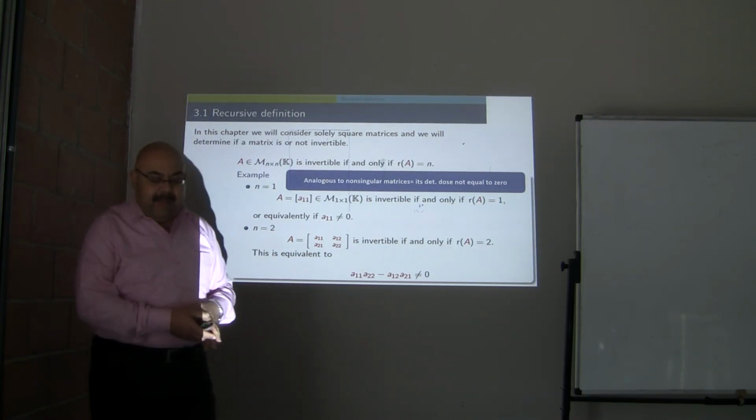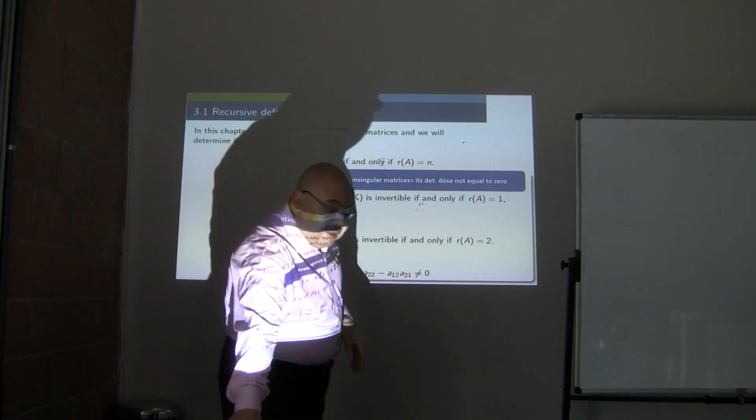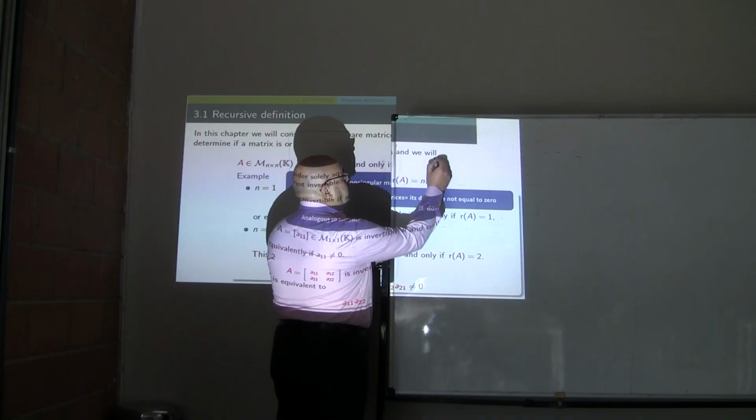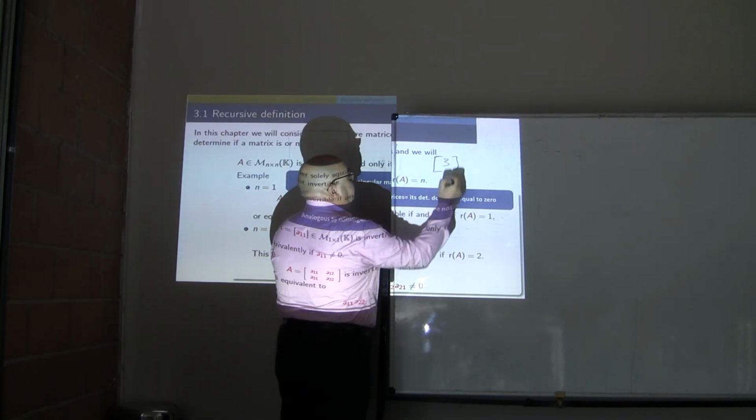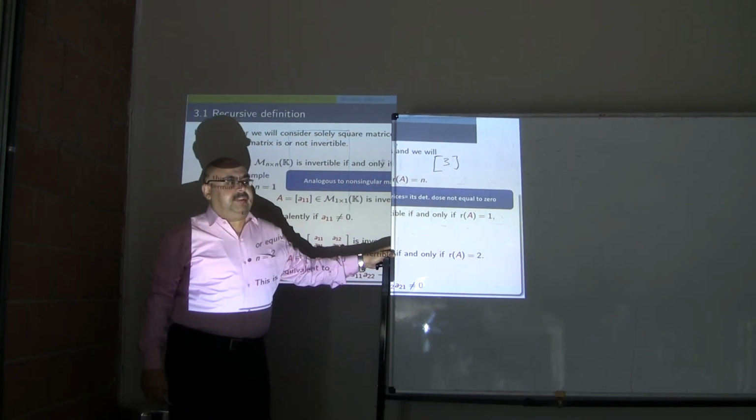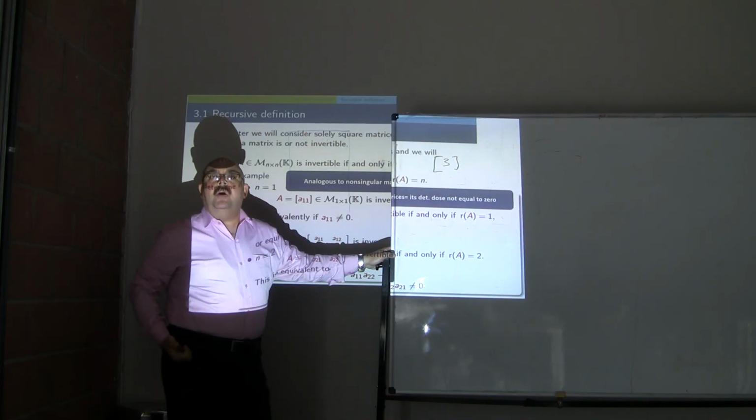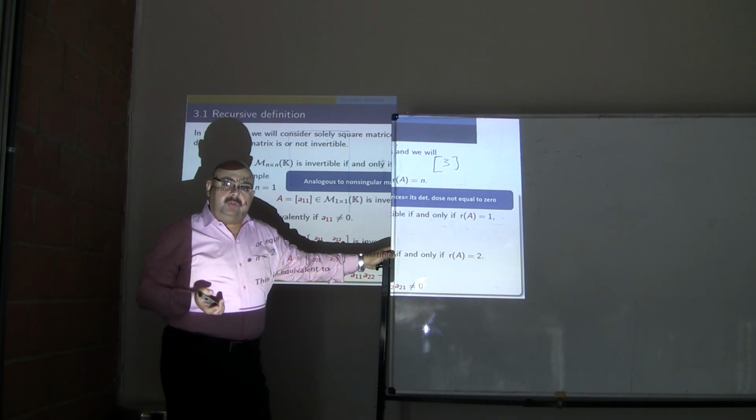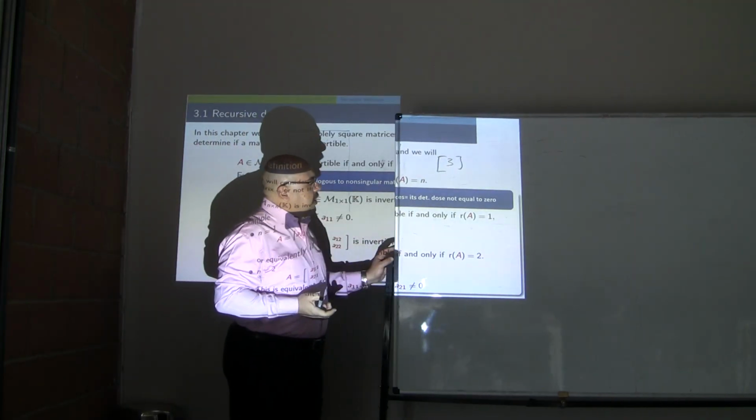If I told you the matrix, for example, 3, that's a 1 by 1 matrix. Okay? The rank of this matrix is 1, and its determinant doesn't equal 0, because simply this number is not equal to 0.